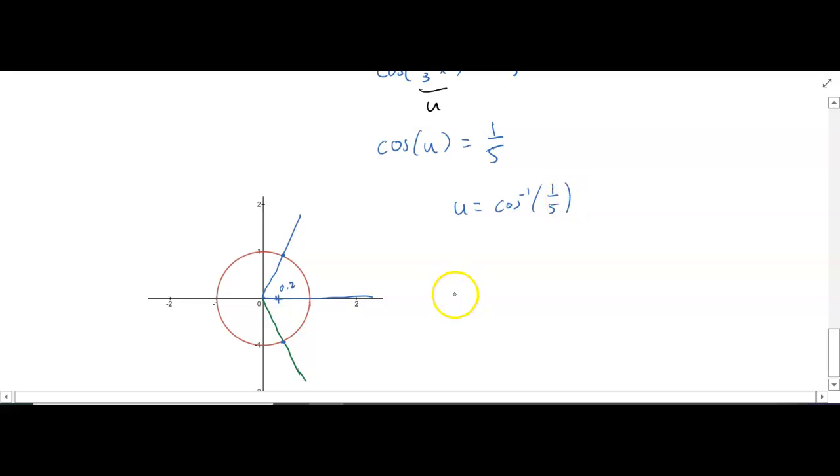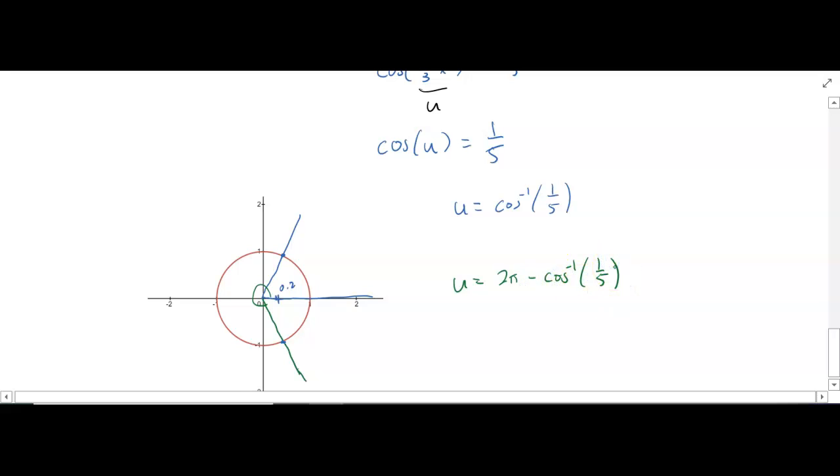The other solution, the one that we have in green there, and we'll get that with a calculator in a minute, will be, like we did in the last example, 2 pi minus that angle we just found to find the positive angle, which goes from the positive x-axis counterclockwise to that terminal side. So it's going to be 2 pi minus inverse cosine of 1/5.